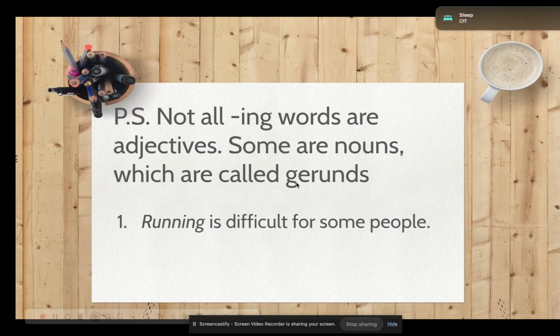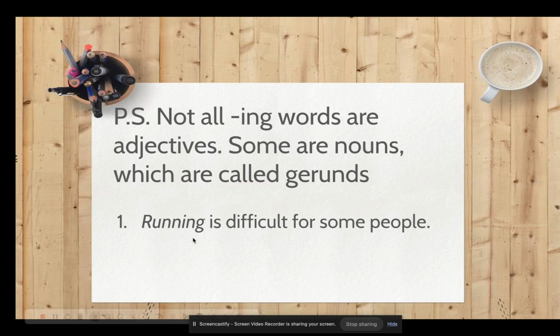So you don't need to have this memorized, but I just want to point out to you that not all ing words are adjectives. Some are nouns, which are called gerunds, which is why our English language gets so complicated. So participles are ing and ed words that are adjectives. In this sentence, running is difficult for some people. Running is not describing anything. Running is the noun, the main noun of the sentence, right?